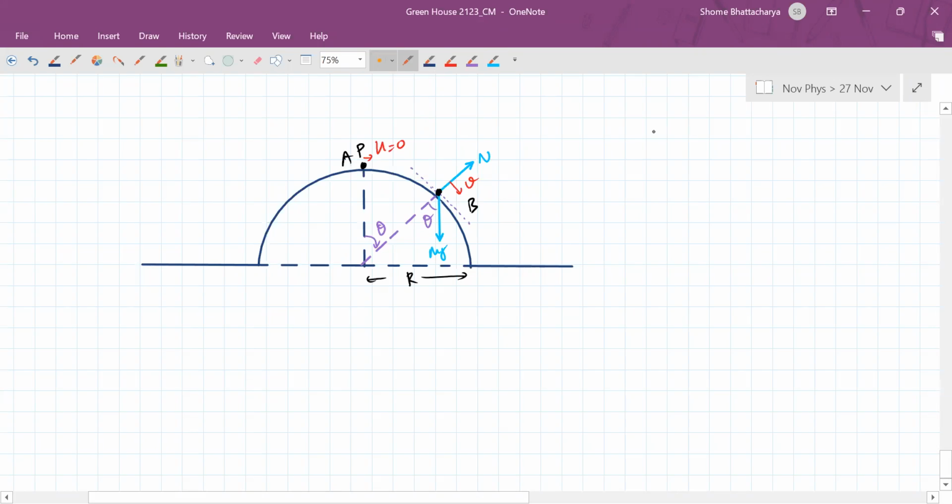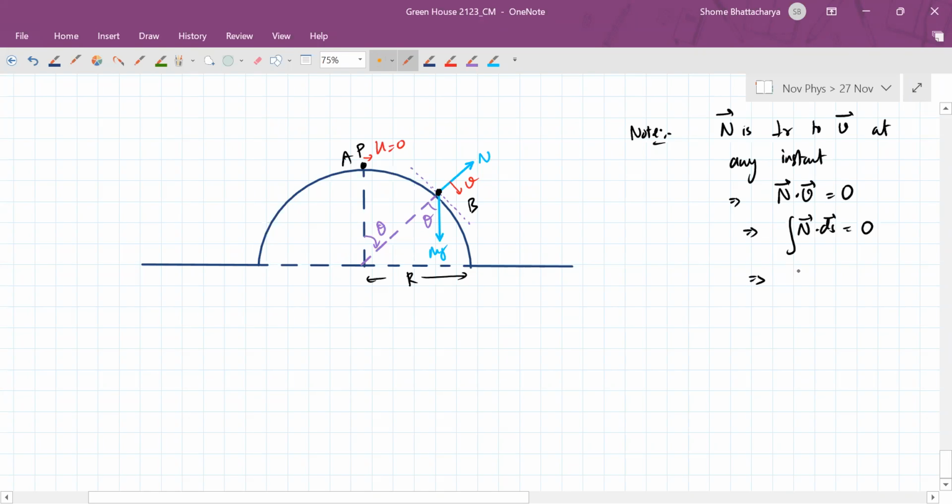So let's say we're taking A to B. Normal reaction is perpendicular to the velocity vector at any instant. So that means n dot v is 0, which means the work done by normal reaction is 0. Therefore we can say that the change in kinetic energy plus the change in gravitational potential energy is 0.